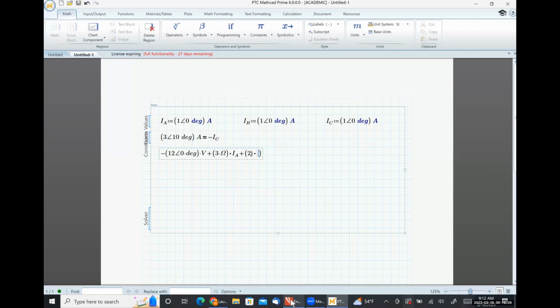Plus 2J ohms times IA plus 3J ohms times IA minus IB plus 6 angle 0 degrees volts. Control equals to 0.